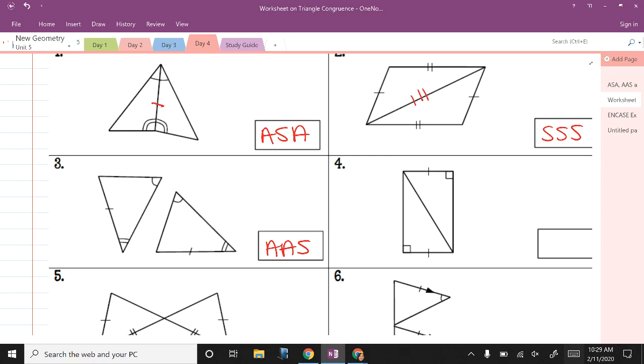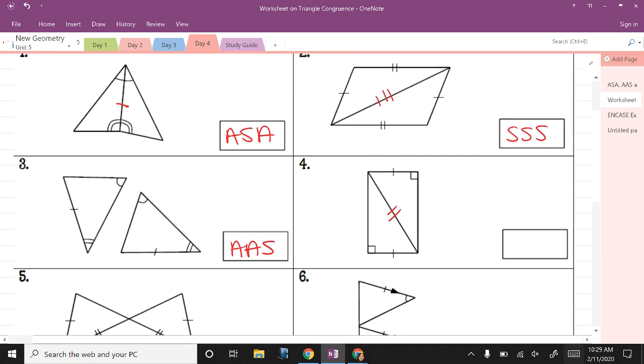All right, number four. What kind of triangles do I have on number four? Right triangles. Okay, that's important to note. And is there something else congruent that's not marked? The middle segment, right? They share that. What is that segment for both triangles? It'd be the hypotenuse, wouldn't it? And we've got a leg congruent to a leg, and the hypotenuse is congruent to each other. So what reason would these be congruent?